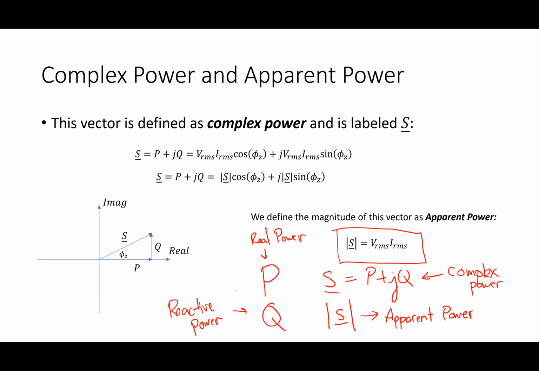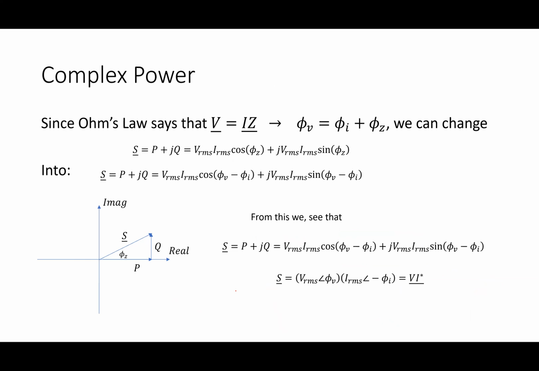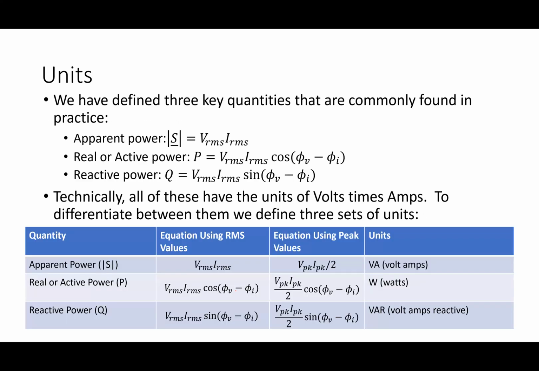Now, one thing I have here. I'm going to jump ahead to some summaries. In my notes, I basically have the definitions of each of these guys. So the real or active power, the reactive power, and the apparent power is the magnitude of that vector. And I have the equations here in terms of RMS and peak.